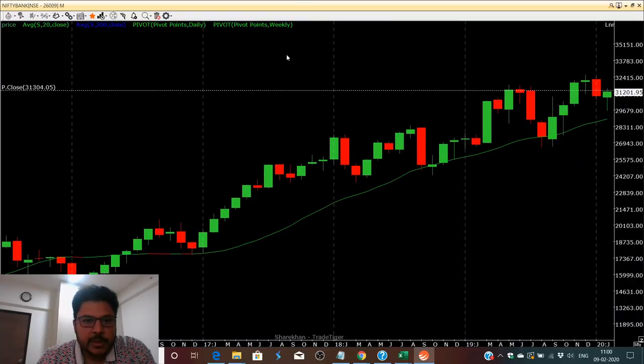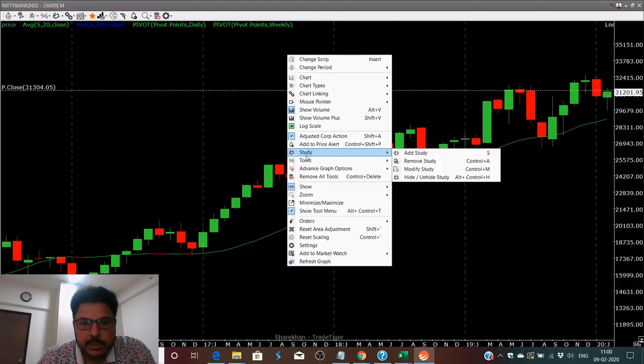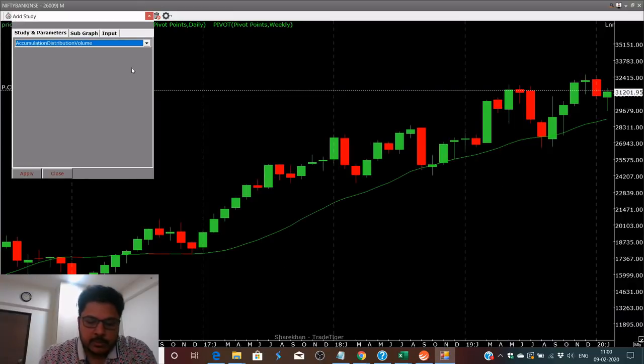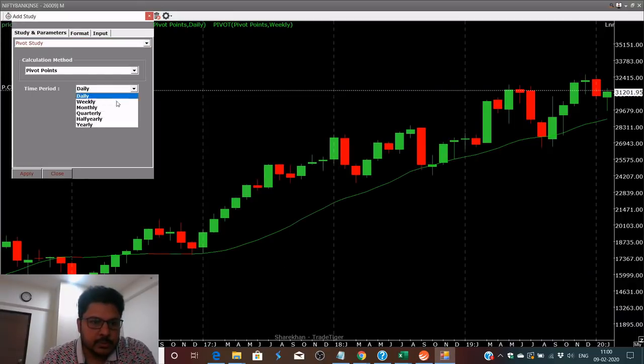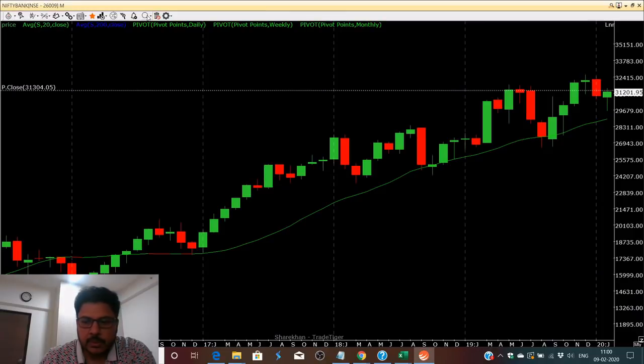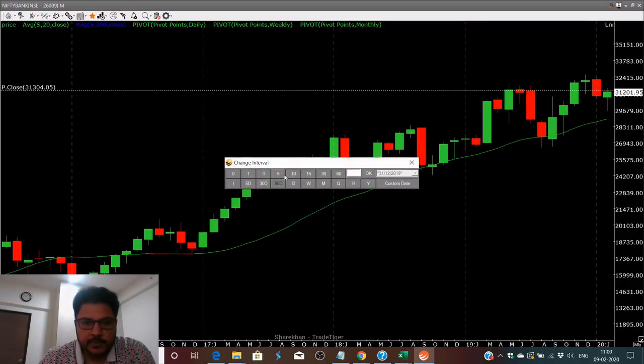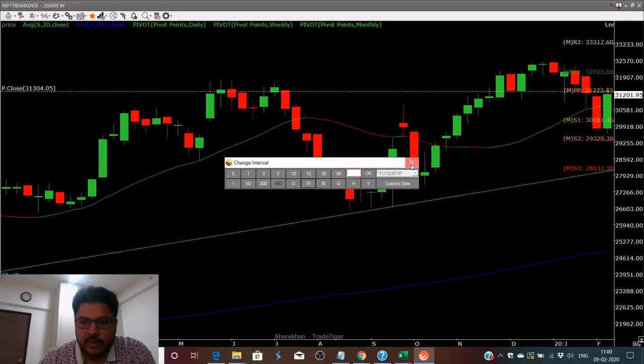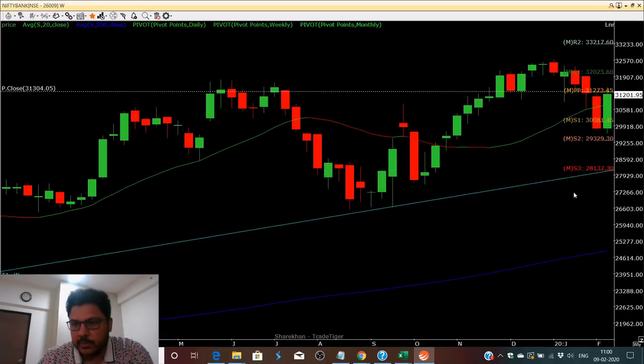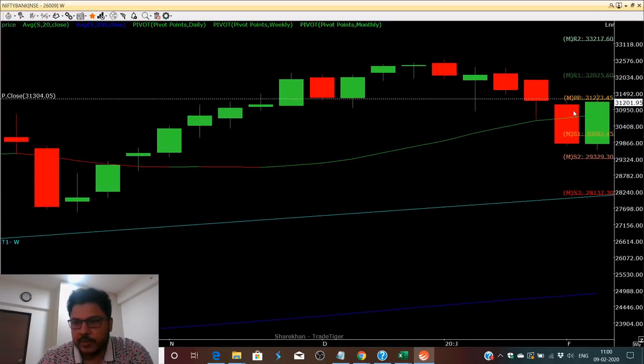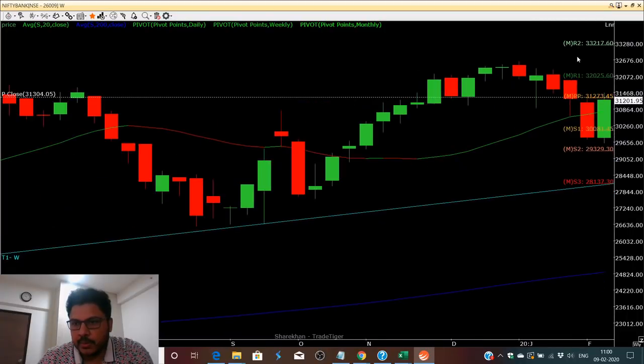So let's map it again. It's tally, pivot, monthly apply. Okay, so there is a monthly pivot. Now if we go to weekly, then we will get to see the monthly pivot. So this is our pivot range on a monthly time frame.